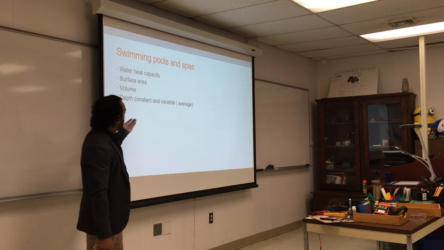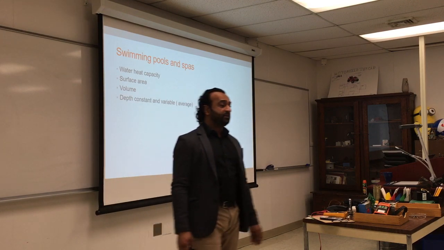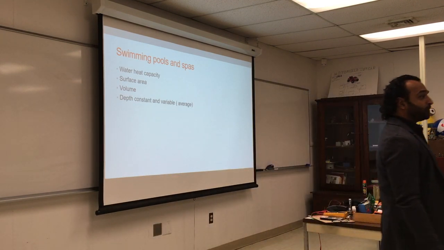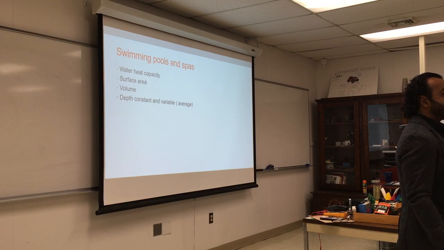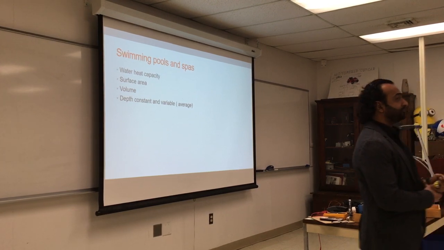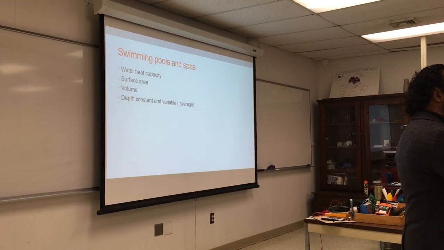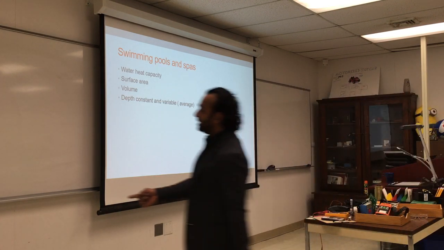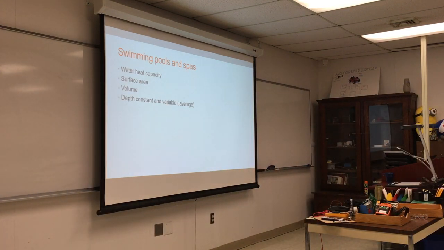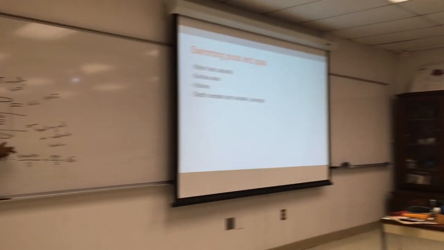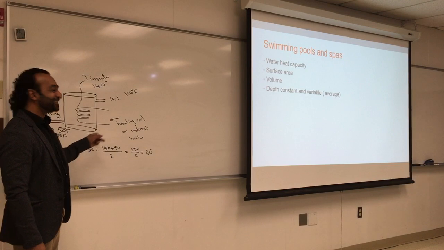And depth, another thing, depth usually is not constant. You know, they always have a deep end and a shallow end, sometimes it's variable. So we would like to know what is the average depth. Do we understand the concept of average? The average is the sum of them, but kind of like this. You add the numbers, then you divide by the number of the numbers that you added.